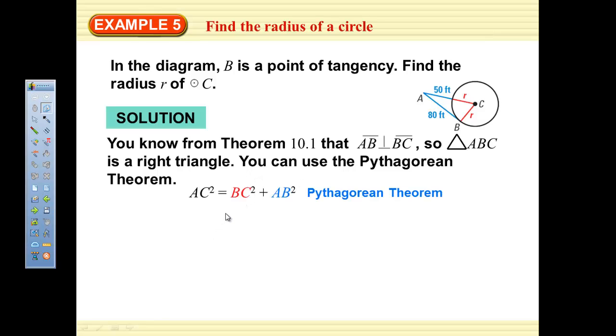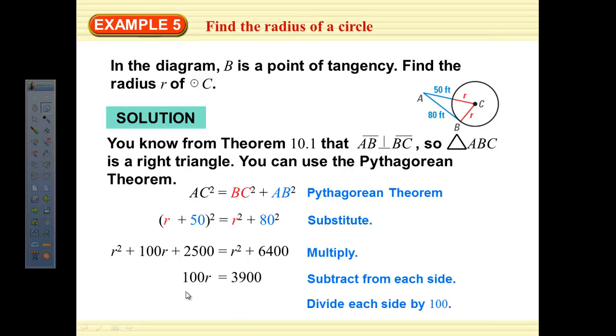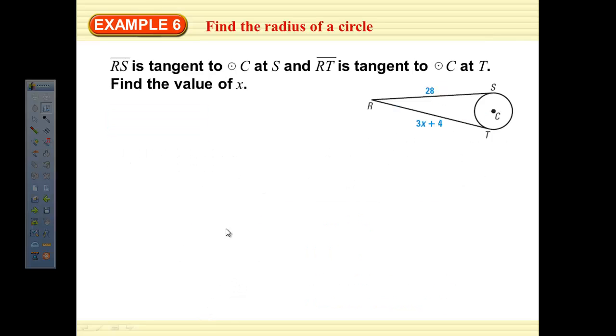Let me show it to you again. Our equation is as follows. You can say r plus 50 or 50 plus r, it doesn't matter. You'd get the same thing that we got. The r squareds cancel, and we end up with 100r equals 3900. Dividing both sides by 100, we get 39 feet.